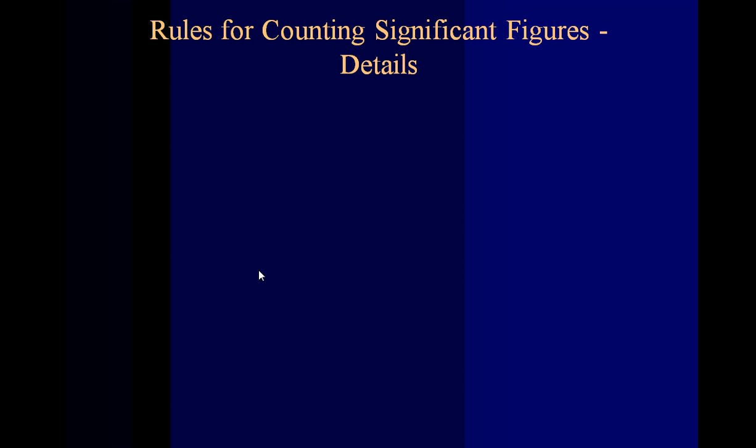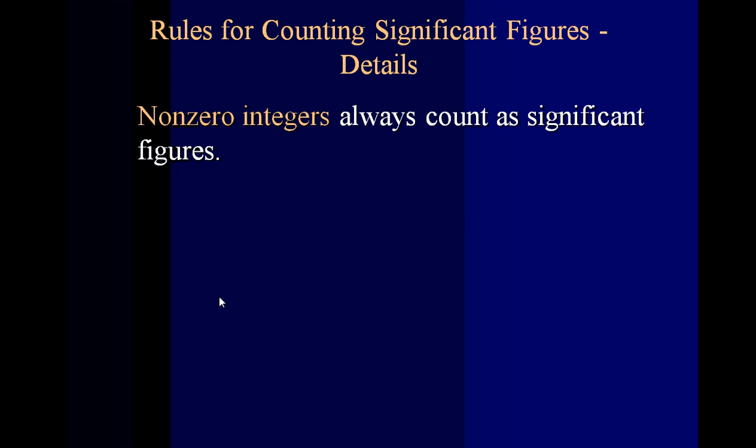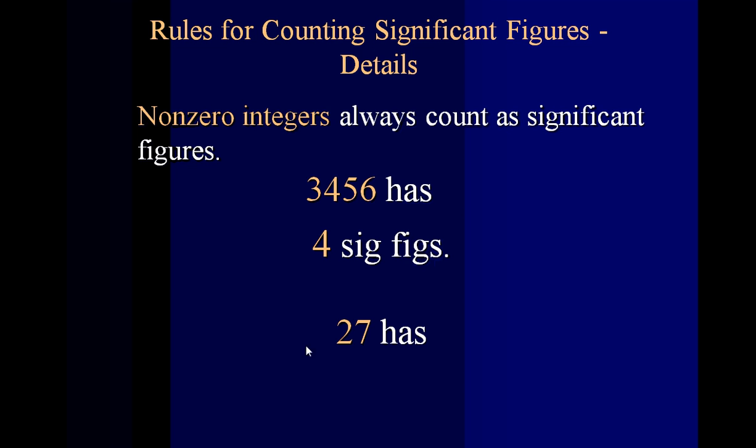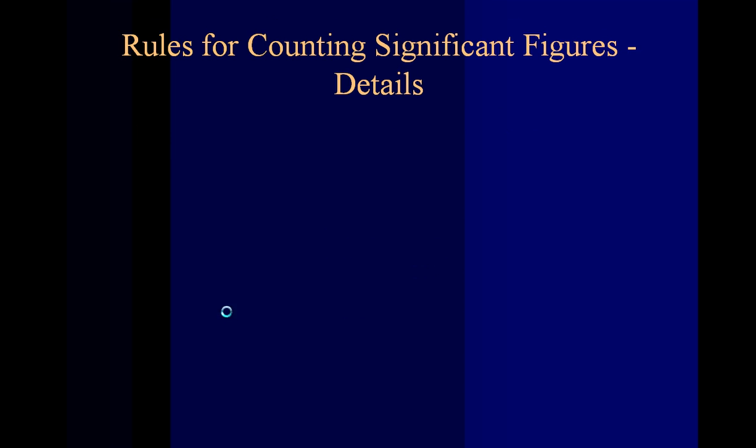All right, the first thing we want to talk about is non-zero integers. Things other than zero are always significant. So, if I look at this number right here, 3,456, how many significant figures does this number have? Well, since there's no zeros, all of them are significant. So there's 4 sig figs. 27 has how many sig figs? Well, since they're both non-zero numbers, there's 2 sig figs. Okay? Zeros.